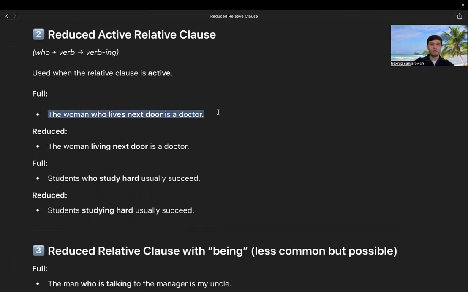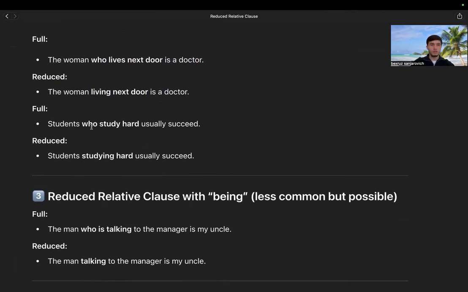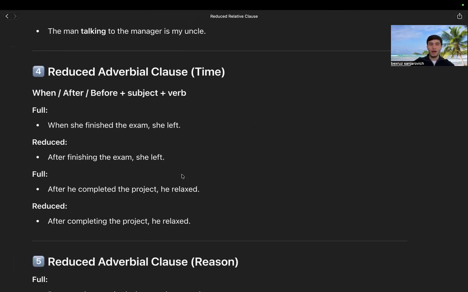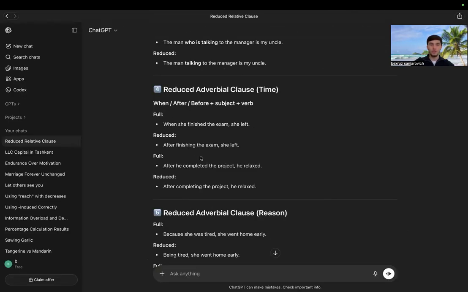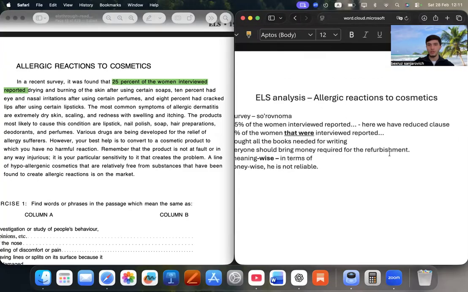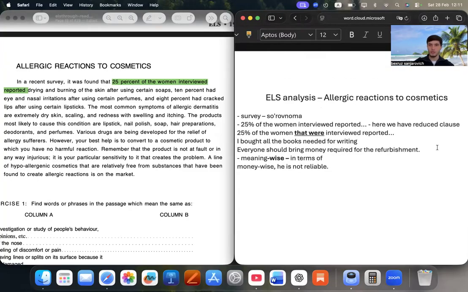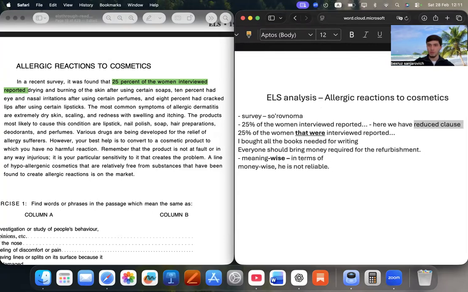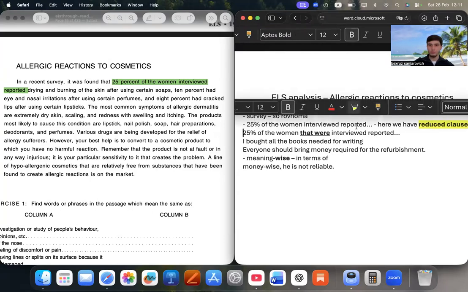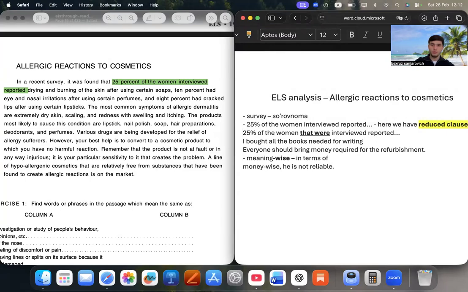The woman who lives next door is a doctor. The woman living next door is a doctor. Students who study hard usually succeed. Students studying hard usually succeed. So I highly encourage you to learn this grammar structure in more detail with your teacher or, again, using ChatGPT. So, reduced clause. Let's continue.